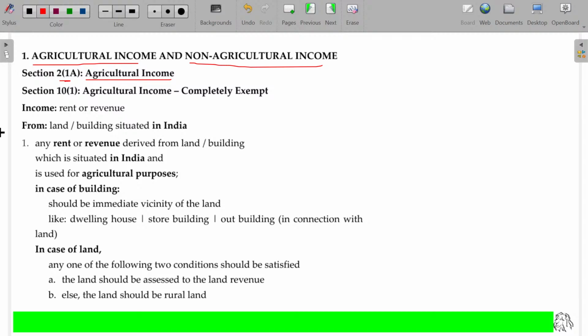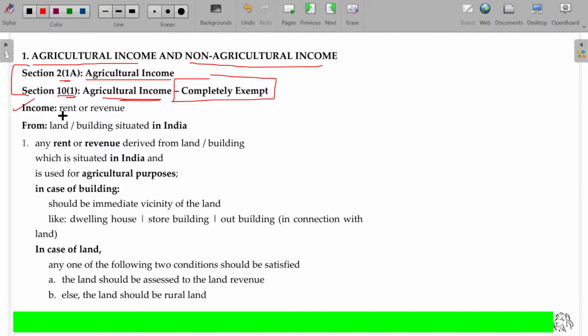So here Section 2 clause 1A defines agricultural income. Section 10 defines some of the income as not being taxable, meaning exempted. So we have to study or cover these 2 sections collectively so that you will understand what is called agricultural income. Once you find out this is agricultural income, this agricultural income is not taxable. So you have to club these 2. Is that clear? Agricultural income is completely exempted as per Section 10 clause 1.